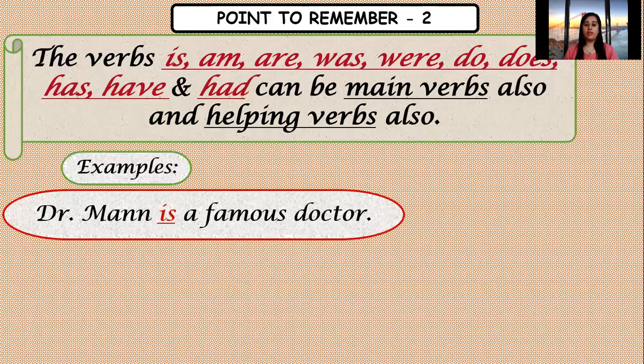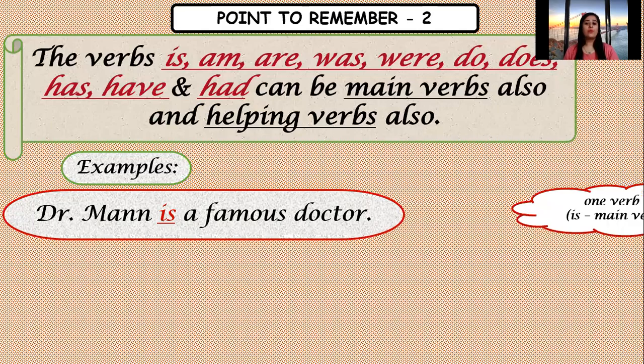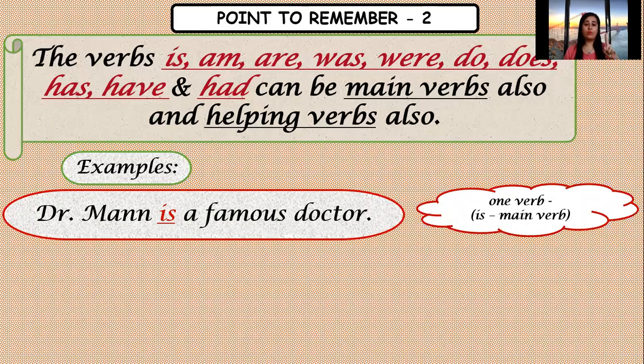Dr. Mann is a famous doctor. Now, what is the verb here? Is. Now, is there any other verb in this sentence? No. So here, there is only one verb, which is "is". And hence, it is the main verb here. It is not a helping verb. It is the main verb here because we do not have any other word.